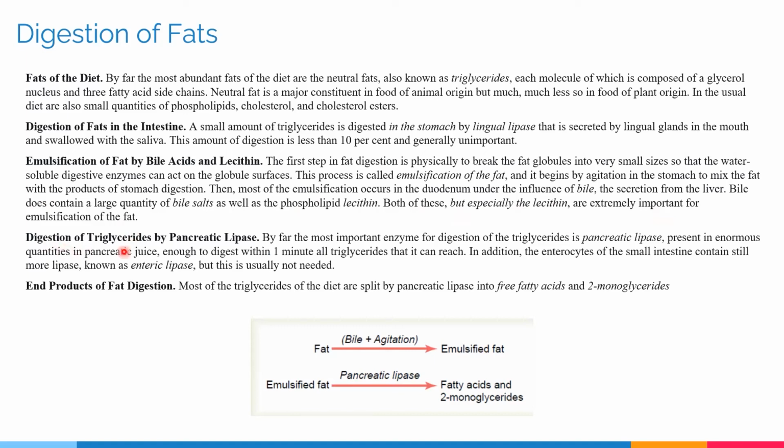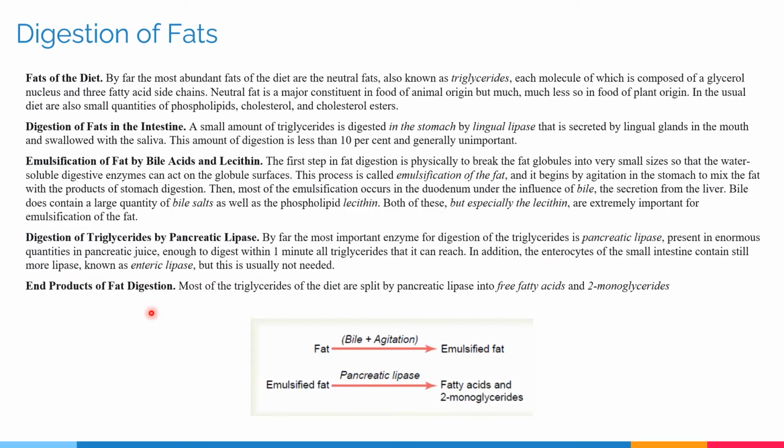Next, we look into the digestion of triglycerides by pancreatic lipase. By far, the most important enzyme for digestion of triglycerides is pancreatic lipase, present in enormous quantities in pancreatic juice, enough to digest within 1 minute all triglycerides it can reach. In addition, the enterocytes of the small intestine contain still more lipase, known as enteric lipase, but it is usually not needed.